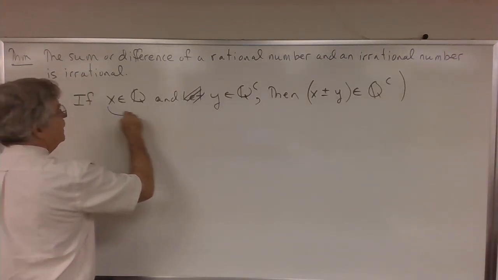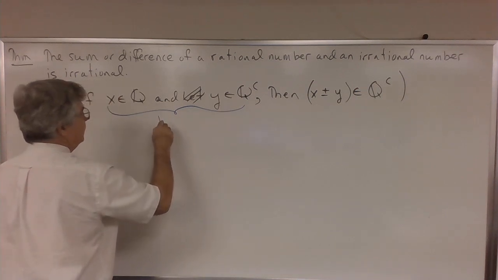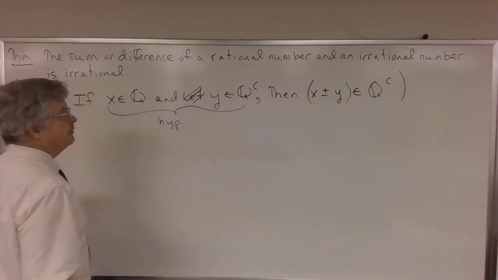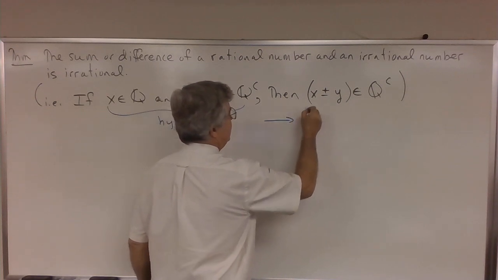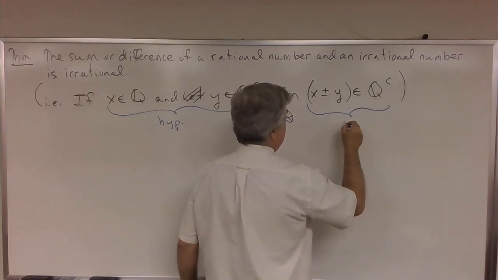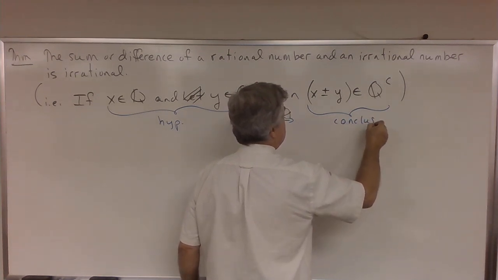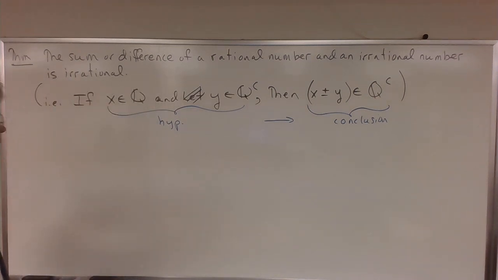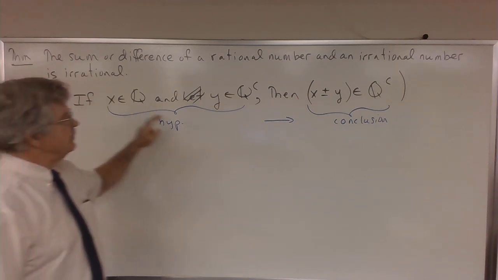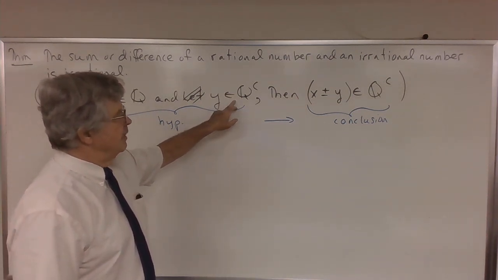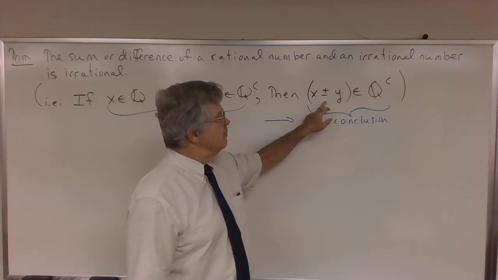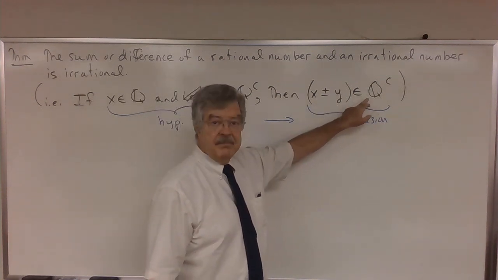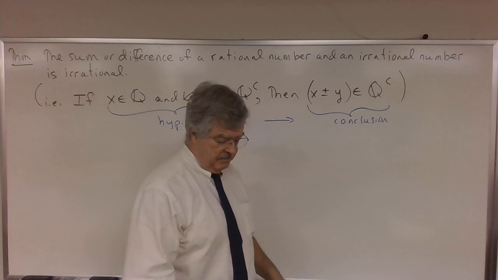And let's identify our hypothesis. Here's our hypothesis. And here's our conclusion. So this is actually what we're going to prove. If x is a rational number and y is an irrational number, then x plus or minus y is an irrational number.